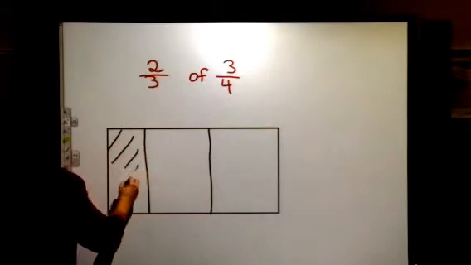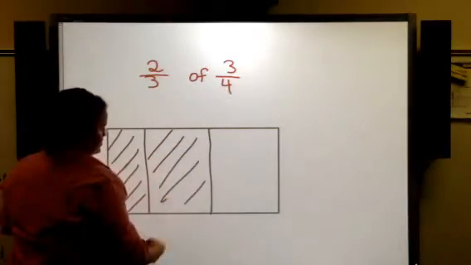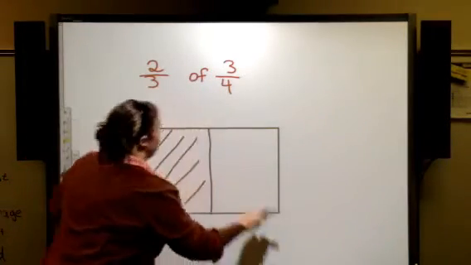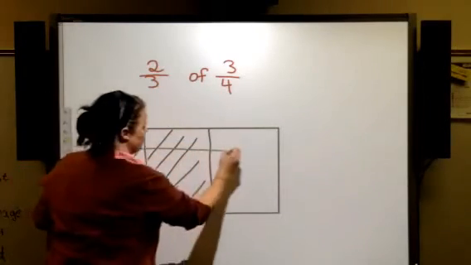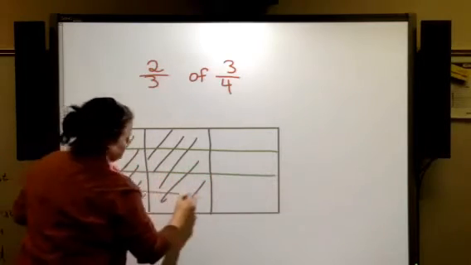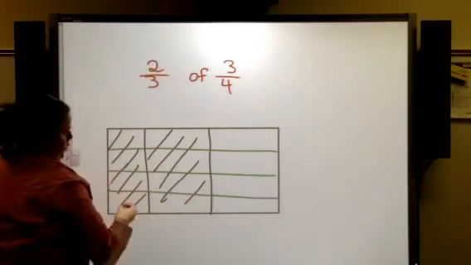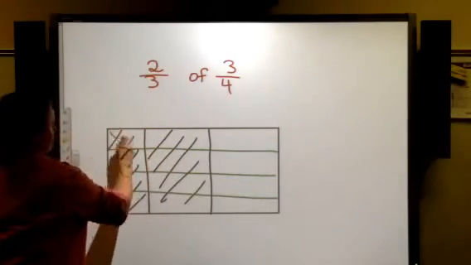So that's 1 part and 2 parts. My second one says to divide it into fourths. So I'm going to go horizontally again. So 1/4, 2/4, 3/4, and then 4/4. And I shade in 3 parts out of 4.